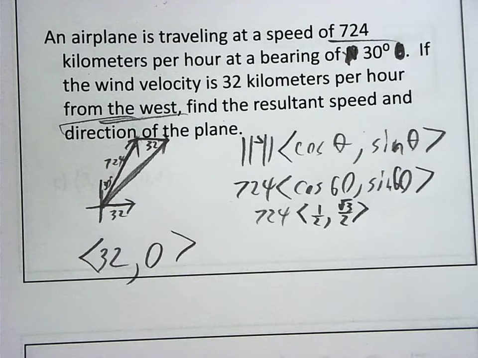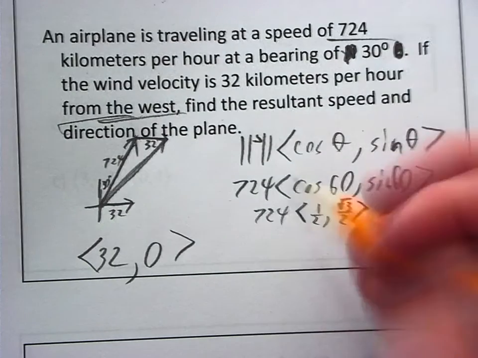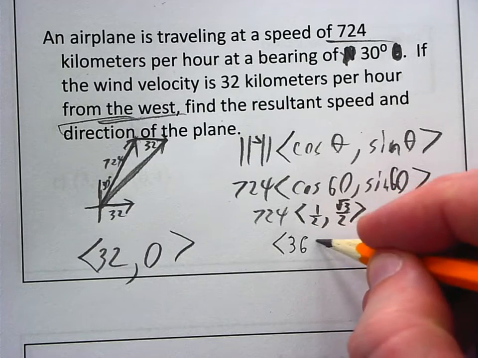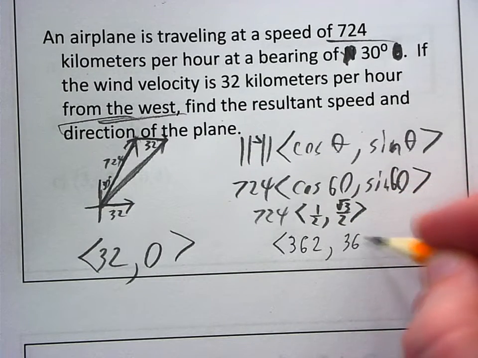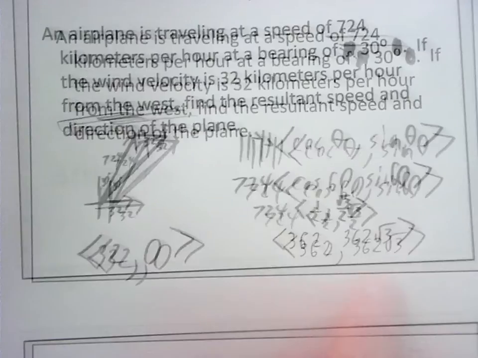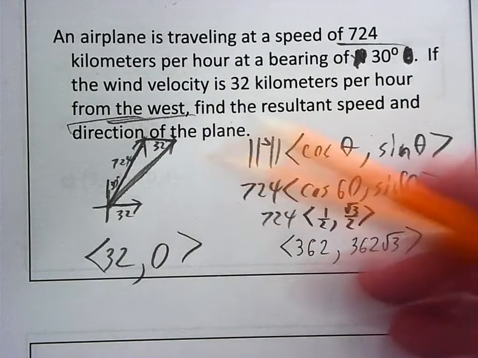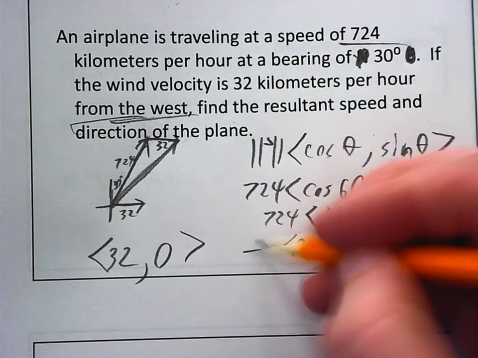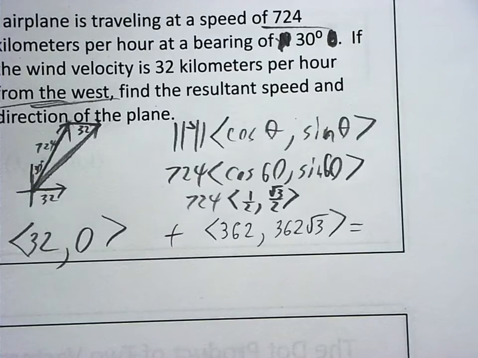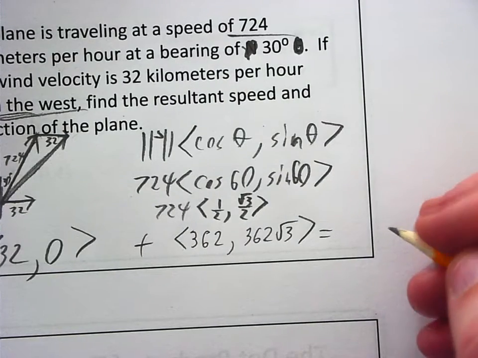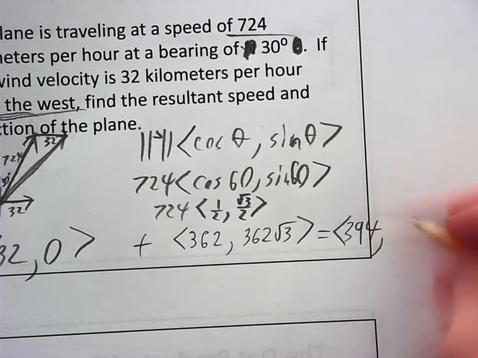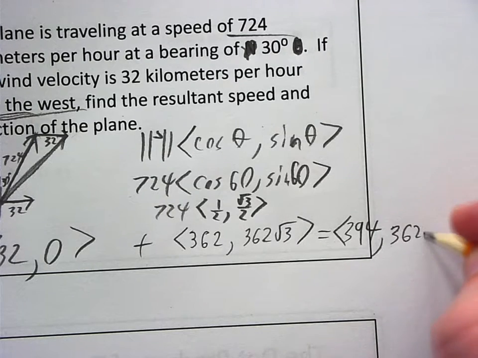Okay, so using those, what's half of 724? 362, and this would just be 362 root 3. Now I have these two vectors. That's these two lines here. If I add those together, it'll give me this one. So all I'm literally going to do is add these two. So that gives me what for the x portion? 394 and 362 square root 3. 394, and the vertical's still the same. 362 square root of 3.